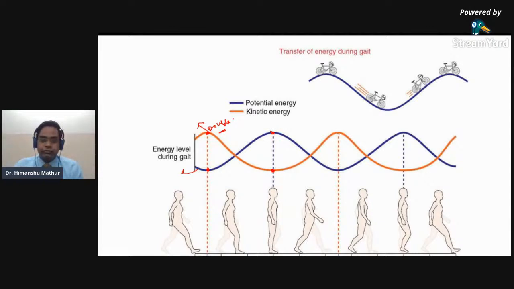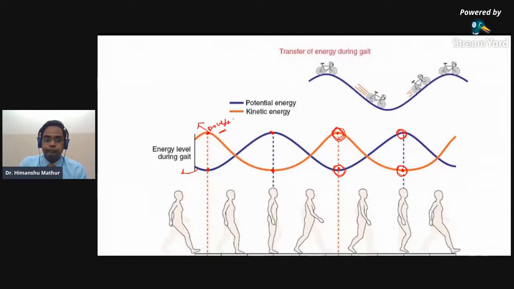Again, at the 55% of the gait cycle, you have double limb support phase. So you have low potential energy and high kinetic energy. Right. Again, at the 80% of the gait cycle, you are again into the mid stance on the opposite limb. So you always have low kinetic energy and high potential energy. All right. Very easy to be understood and easy to remember as well.